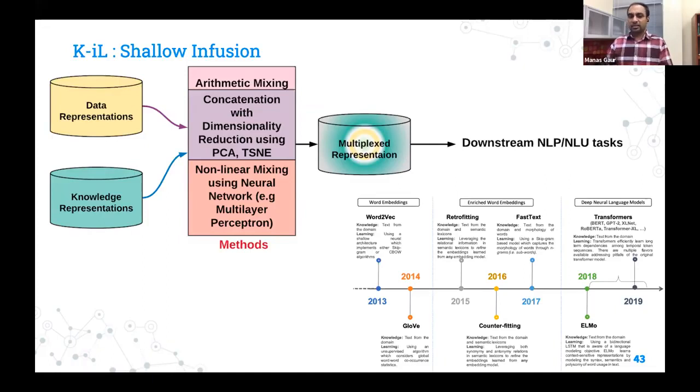The second method is a non-linear one, which uses a neural network, for example, in a very simple case, multi-layer perceptrons. What you get is a multiplexed representation, meaning these representations are mixed with each other. If you do a concatenation, the dimensions will increase, but with non-linear mixing it will still be the same. The concept is that you bring those different representations together, so that where the information might not be complete in the data, it is completed by the augmentation of knowledge concepts.